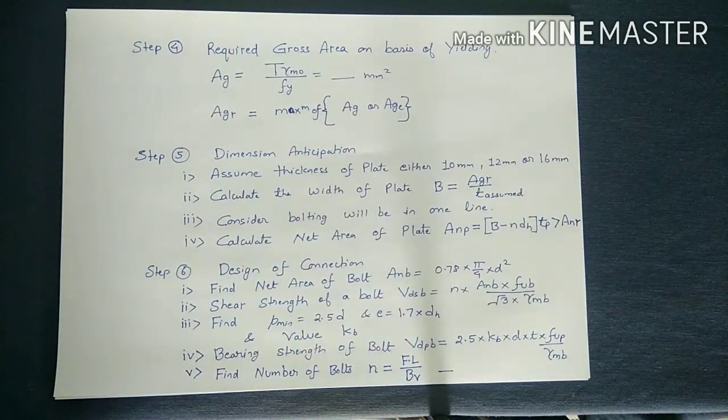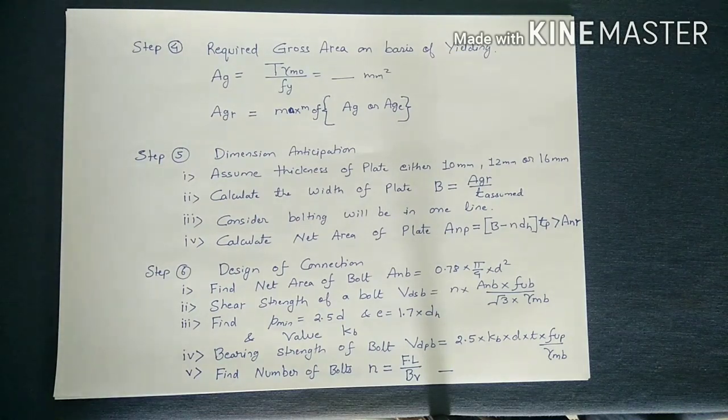Now step number 5, that is dimension anticipation. In this step you have to assume the thickness of the plate as per your wish. You can assume 10 mm, 12 mm or 16 mm. Then you have to calculate the width of the plate by dividing the gross area by the assumed thickness of the plate. Now consider bolting in one line and then calculate the net area of the plate, that is ANP, which will be equal to width minus number of bolts into dia of holes into thickness of plate. This ANP should always be greater than ANR, that is the required net area.